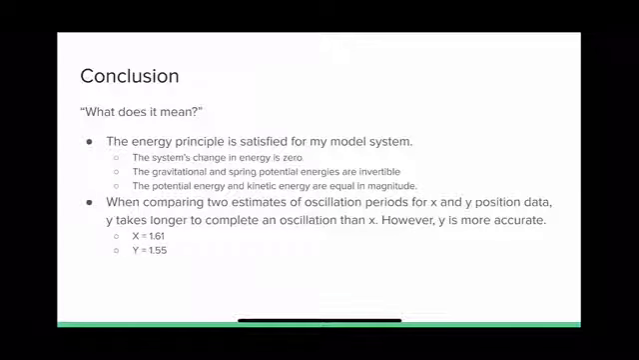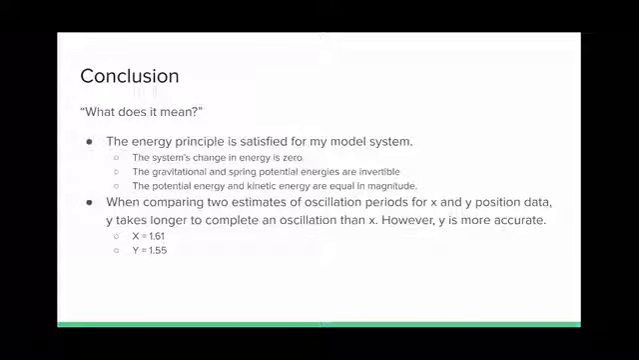In conclusion, what does this mean? First, we know that the energy principle is satisfied for my model system. The system's change in energy is zero. The gravitational and spring potential energies are invertible. The potential energy and kinetic energy are equal in magnitude.